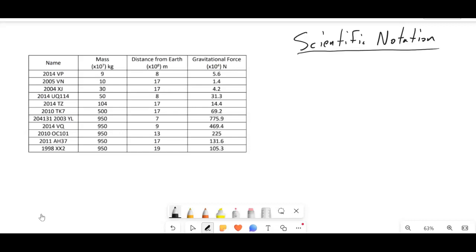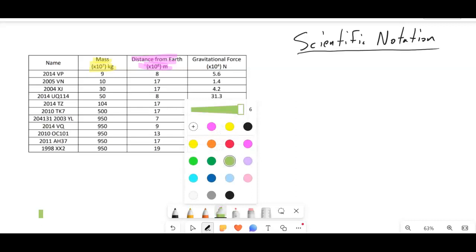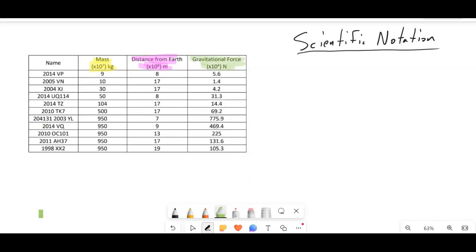For now, we are looking at data for these asteroids. You'll notice here that we've got mass, distance from Earth, and gravitational force. All three of these columns have this note at the bottom: mass times 10 to the 7th kilograms. That is telling us about scientific notation. So instead of just a 9 in the table, you could write it out like this: 9 times 10 to the 7th kilograms.